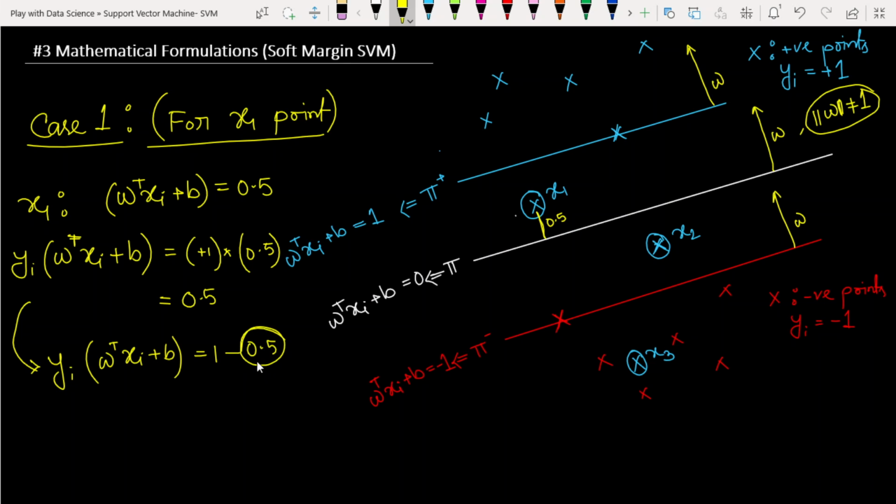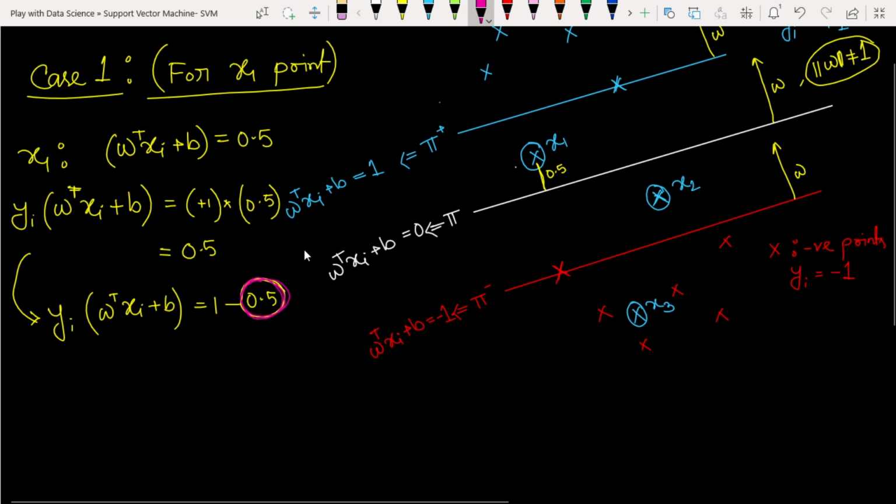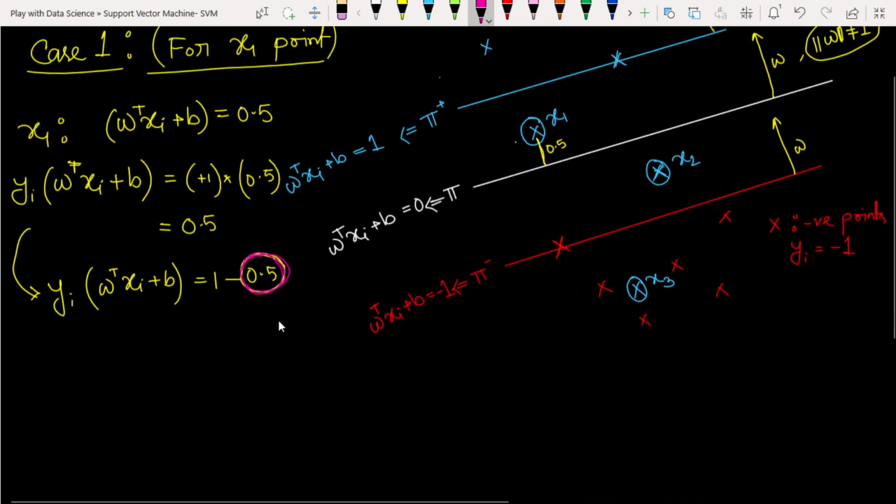Now just see this value. I am marking it with a pink circle. For x1, x2, x3, I am first calculating yi into W transpose xi plus b. Then I will discuss the importance of this value. So first let's calculate it one by one.